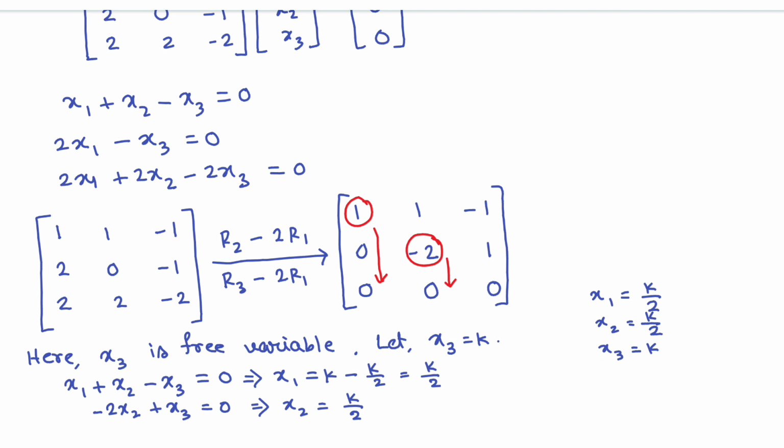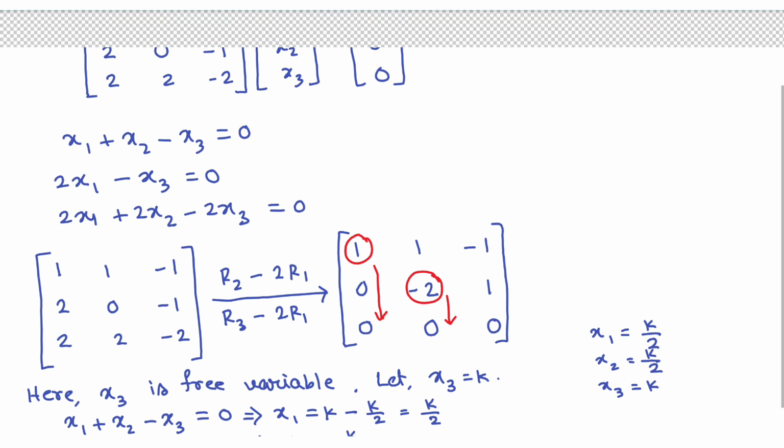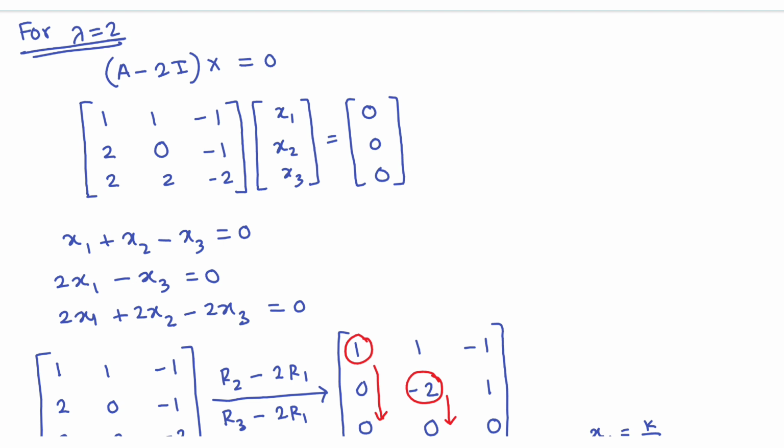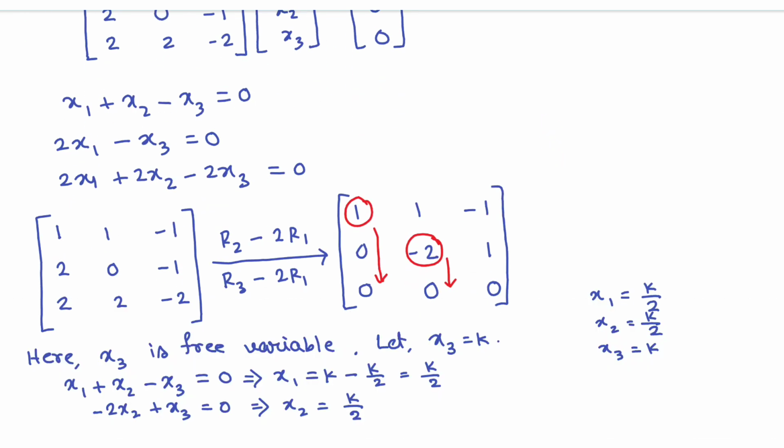Any mistake? I think this is correct. A minus 2I, what was the original matrix? 3 1 minus 1, yes, this is correct. Okay, so now put k equals 1. So the eigenvector is half comma half comma 1.